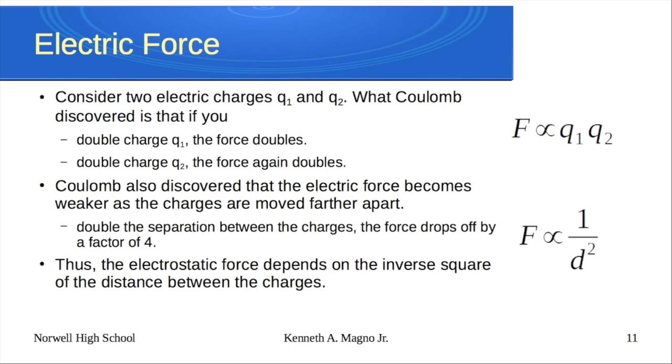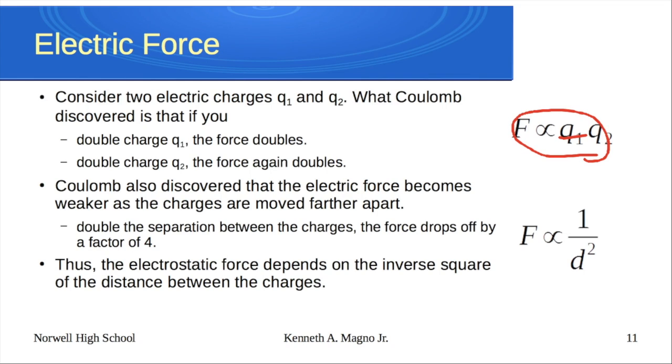And he realized that, well, if you doubled the charge of one, the force doubled. And if you doubled the charge of the other one, the force also doubled. So he realized that there was a proportional relationship right here to the charges. So the force was proportional to charge 1 times charge 2. Okay.